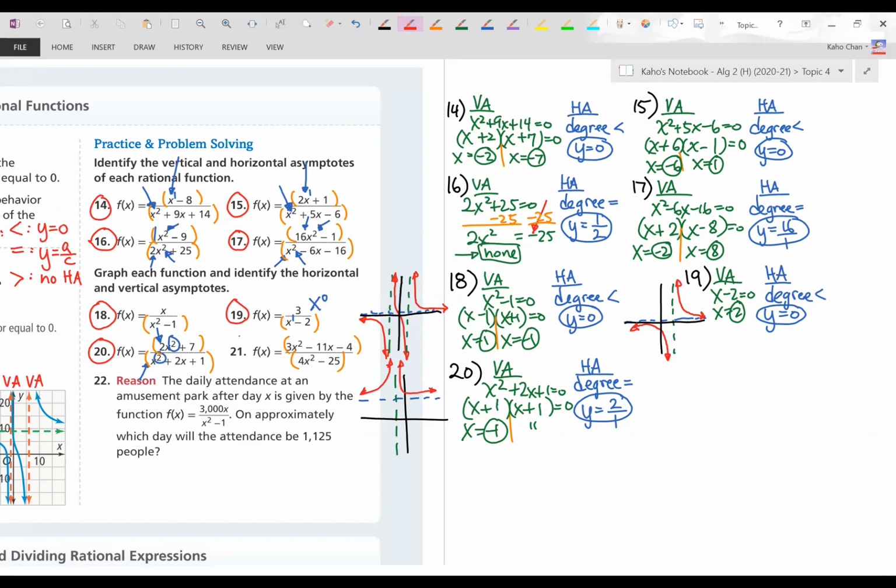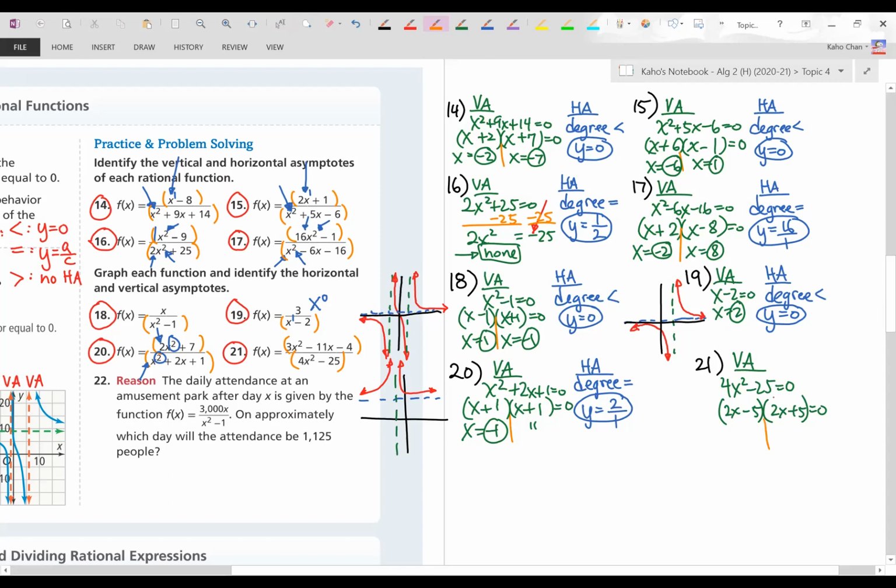21. Let's do it. Vertical asymptotes 4x squared minus 1. Ooh, difference of perfect squares. Interesting. That can be factored. 2x minus 5, 2x plus 5.